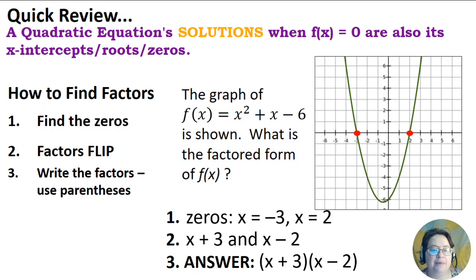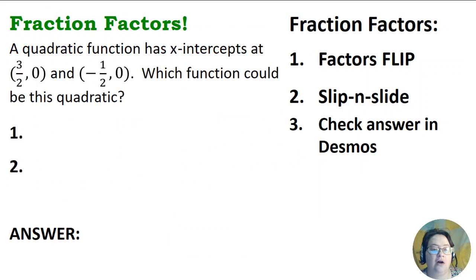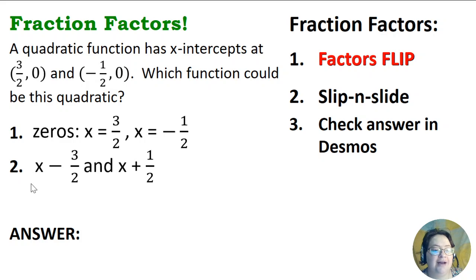So let's look at what happens when we have zeros that are fractions. So here we have an example. A quadratic function has x-intercepts at (3/2, 0) and at (-1/2, 0). Which function could be this quadratic? So we are given our zeros here. They are 3/2 and -1/2. Factors flip is what we still do next. So I have x minus 3/2 and x plus 1/2.